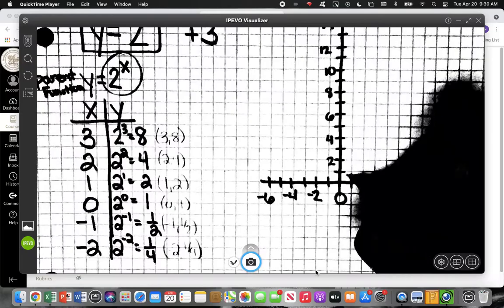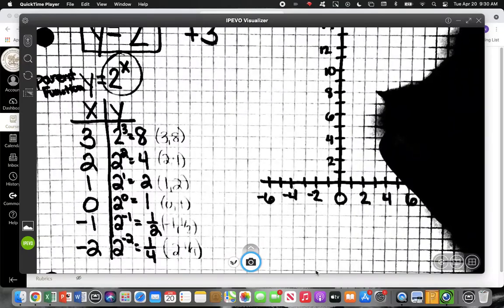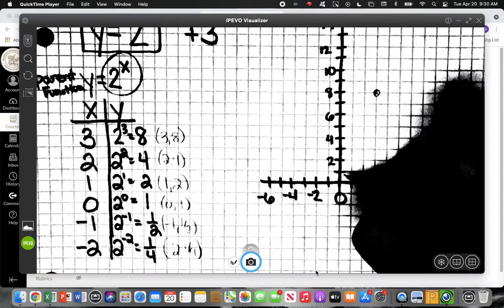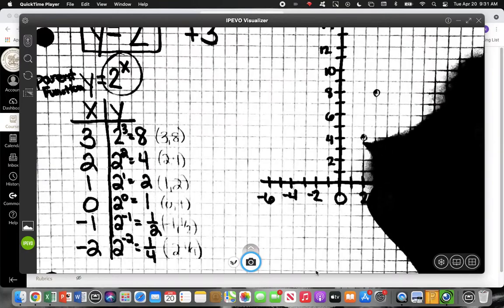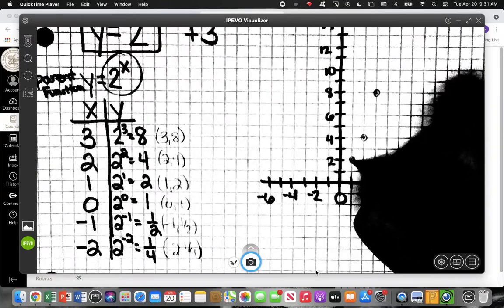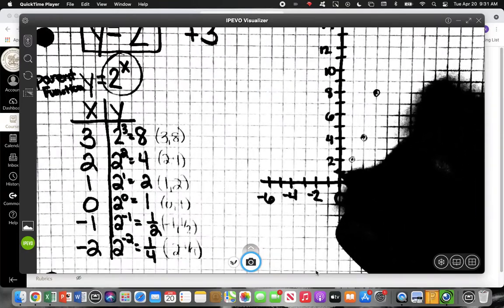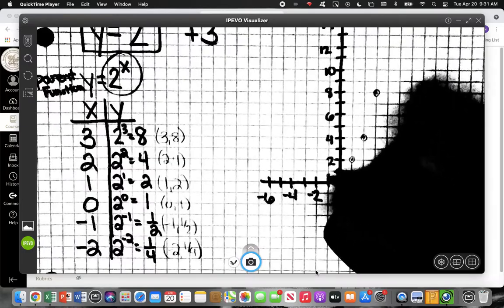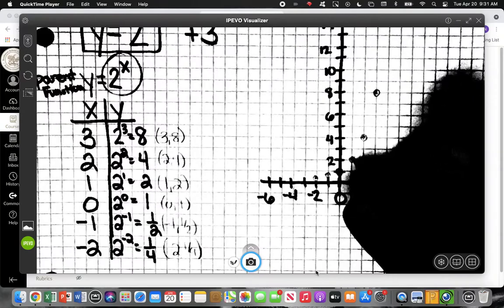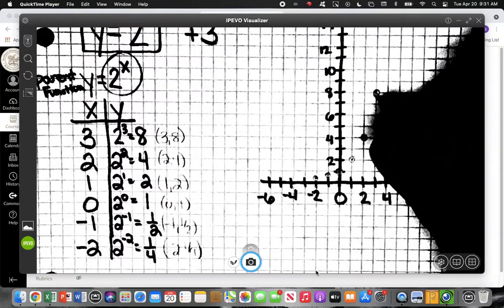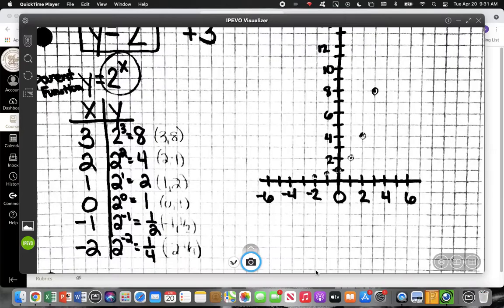So I'm going to go over to 3, up to 8. And then I'm going to go over to 2, up to 4. Over 1, up 2, 0, 1. And then -1, 1/2, and -2, 1/4 would be a little bit less than that. Now I'm not going to connect this. This just gives us a starting point.